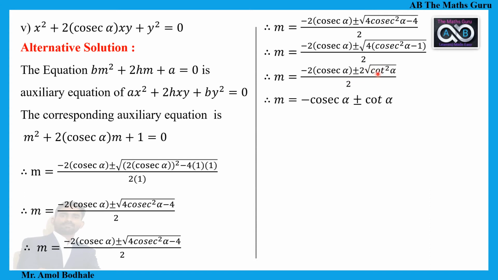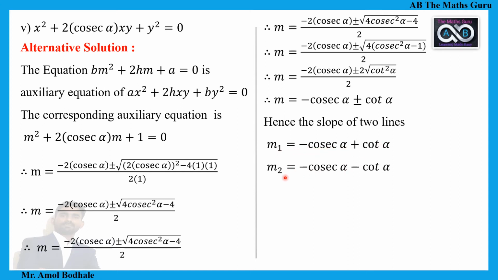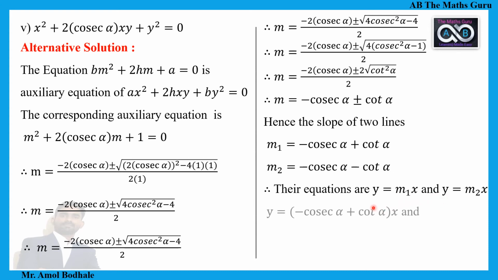So here, if we take 2 common, that 2 will be cancelled with this denominator, cosec alpha as it is, and the square root of cot square will be cot. So we get the value of m: m1 is minus cosec alpha plus cot alpha and m2 is minus cosec alpha minus cot alpha. As we know, these two lines are passing through origin, we can find their equations. So y equal to m1x and y equal to m2x are the required equations of the lines.